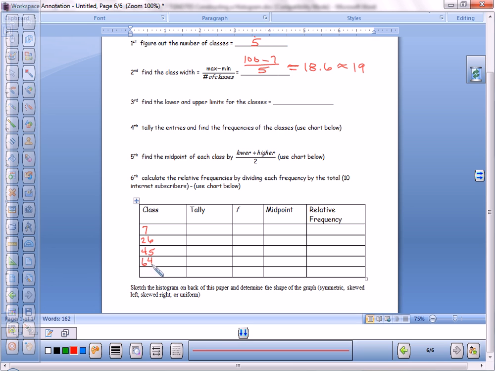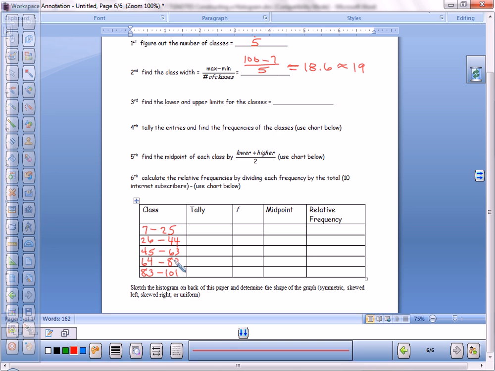So the first thing we're going to do is our lower limits. Then 1 less than 26 is 25. 1 less than 45 is 44, and then 63, and then 82. Do you see that I'm adding 18 in here? So that would be 101. The part that's cool is that it goes right to 101.